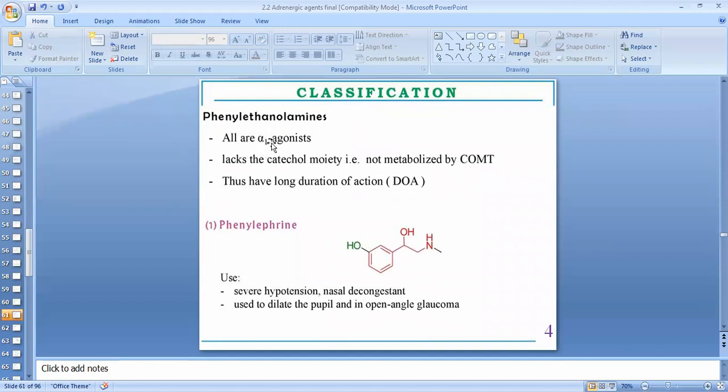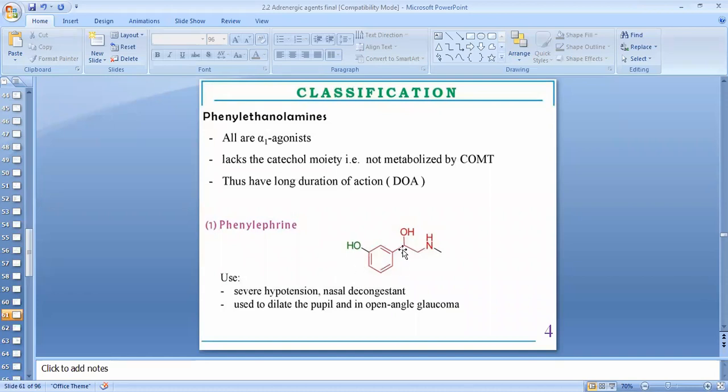All the drugs under these phenyl ethanolamines are alpha-1 agonists. They lack the catechol moiety, so they are not metabolized by catechol O-methyl transferase. See, what is the comparative point between this drug molecule and beta phenyl ethylamine ring? See, this is the structure of the drug molecule, that is phenylephrine. So what is the comparative point? If we compare this ring to beta phenyl ethylamine, what is the structural difference? This ring lacks the hydroxyl group at the 4th position. So there is lack of catechol moiety.